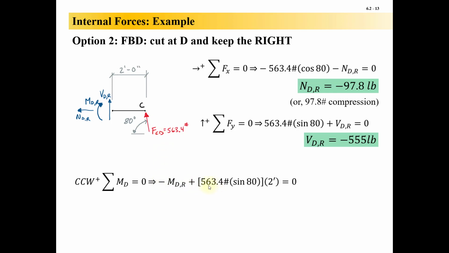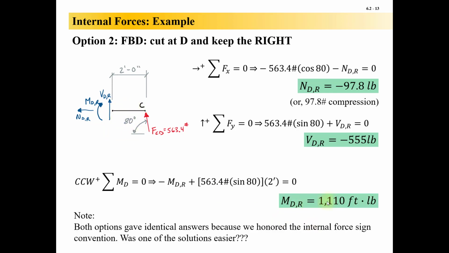And then I have plus 563.4 pounds times the sine of 80 because only the vertical component is going to be causing moment about D. And that's going to be times a distance of 2 feet. And I get that MDR is, again, 1,110 foot-pounds. So you can see it doesn't matter which side you keep. You'll always get the right answers. Some ways are easier than others.